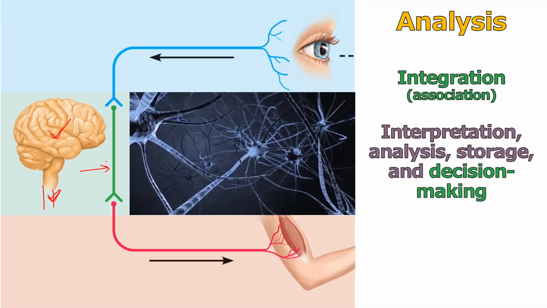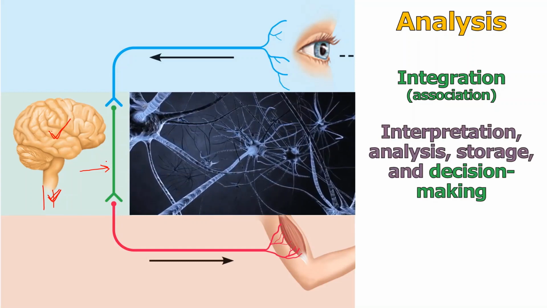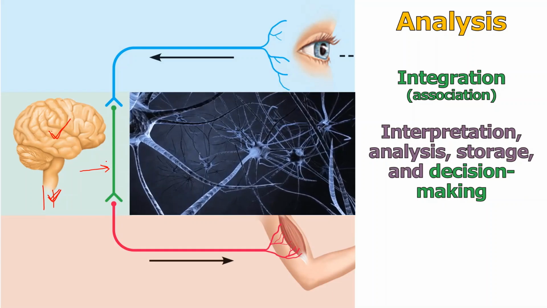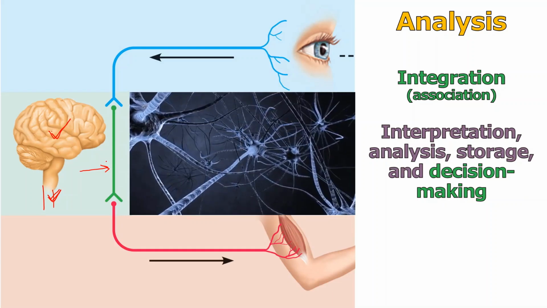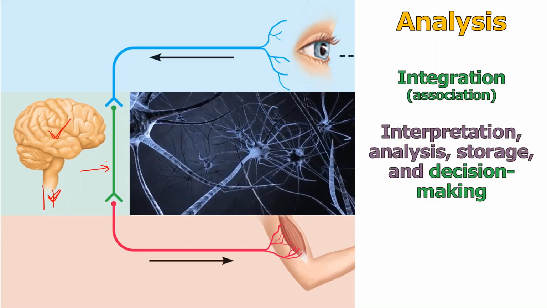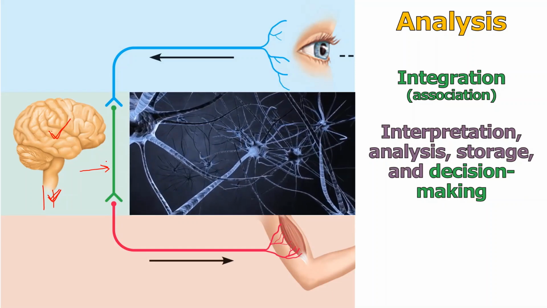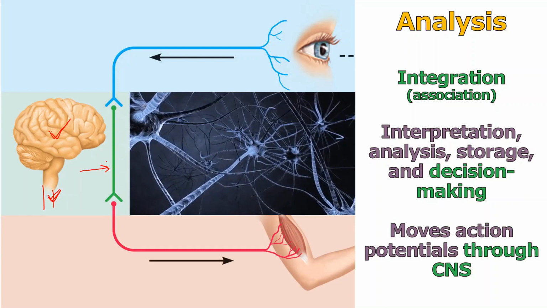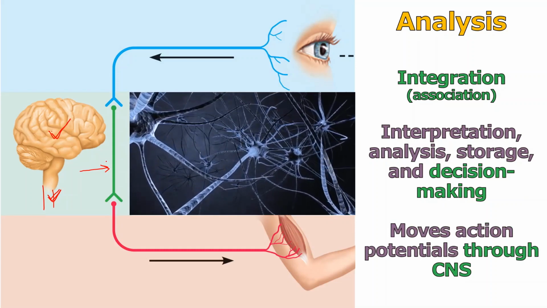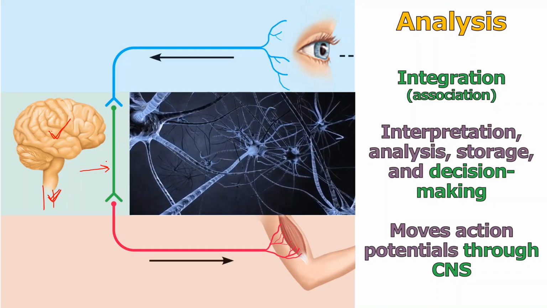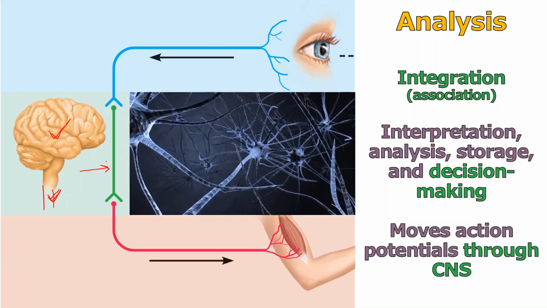So if we want to interpret the information that's come to us, analyze it, store it, do some decision making about the information that's come in through the sensory pathways, this is where it would happen, either in the brain or the spinal cord during integration. So we're going to move action potentials here through the CNS, and that's the important part about integration, is it's moving through either the brain or the spinal cord.